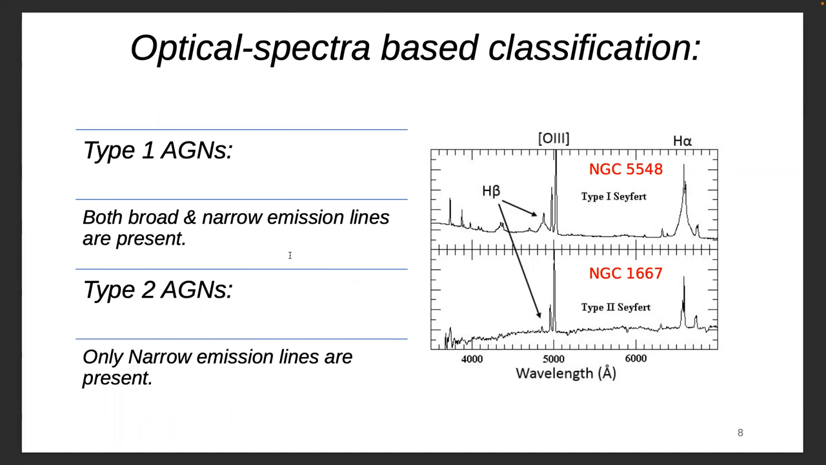And when you see only narrow emission lines, now narrow emission lines means the FWHM is of the order of 500 km per second. And when you're talking about broad emission lines, it's of the order of 2000 km per second. Now, obviously, at a later stage, people made different classifications, for example Seyfert 1.2, 1.4, and so on, depending on the FWHM, okay? So these are the classifications based on optical spectra.